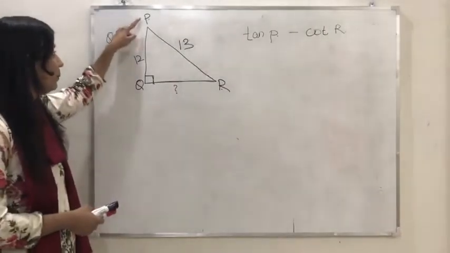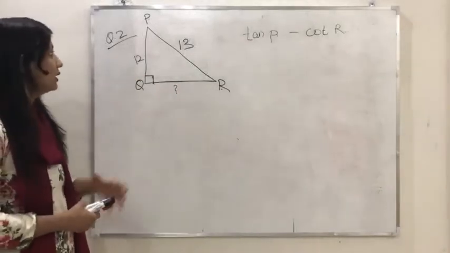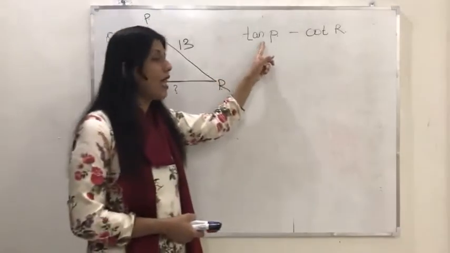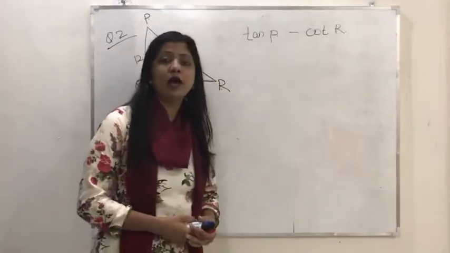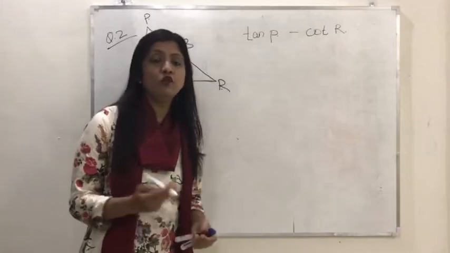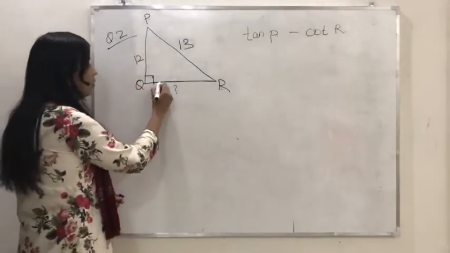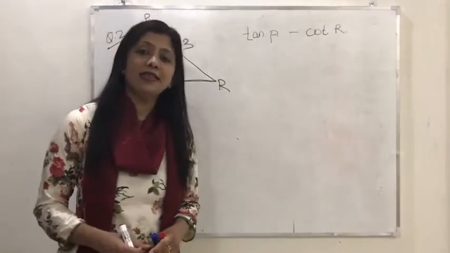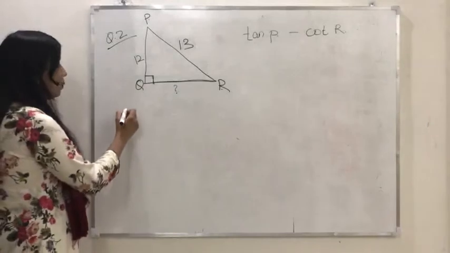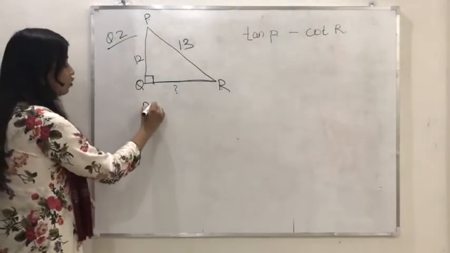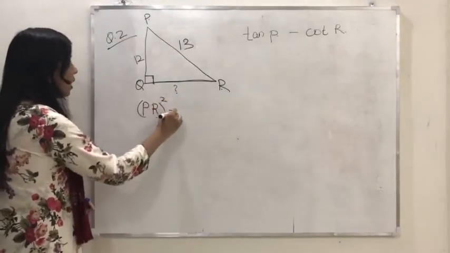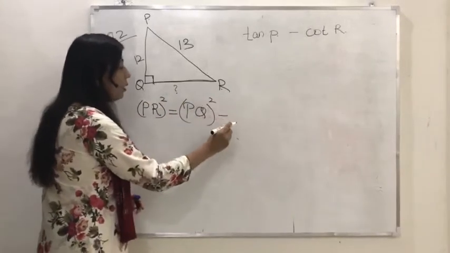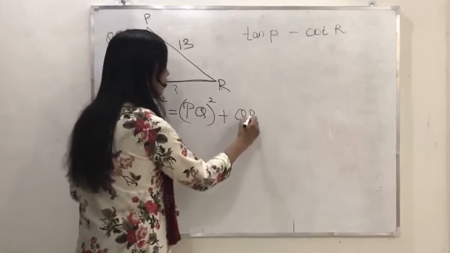You are given a triangle PQR in which the length of PR is 13 and the length of PQ is 12. You want to find the value of tan P minus cot R. So for doing this, first I will find the value of the unknown side, that is QR. According to Pythagoras theorem, your hypotenuse square, that is PR square, is equal to PQ square plus QR square.